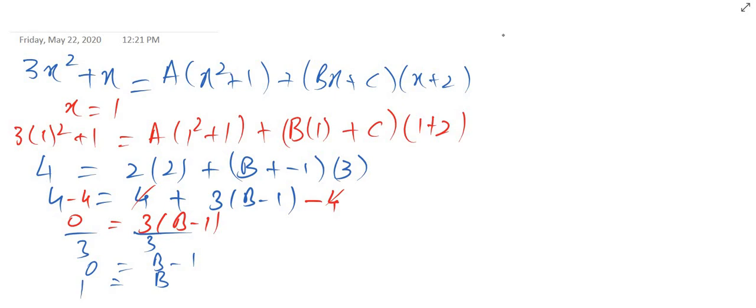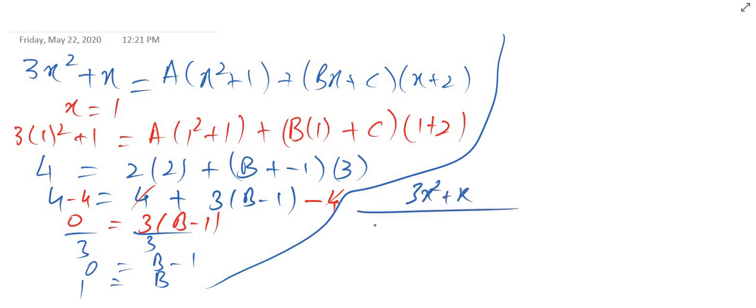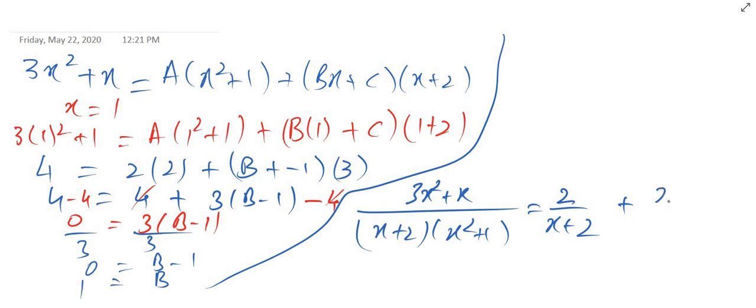So we have derived all the values here. So now what is the expression? The expression is (3x squared plus x) over (x plus 2) into (x squared plus 1). So it has become A over x plus 2. And what is A? A is 2. So 2 over x plus 2 plus (bx plus c), so b is 1, so 1x plus c, c is minus 1, over x squared plus 1. So we have solved these partial fractions.